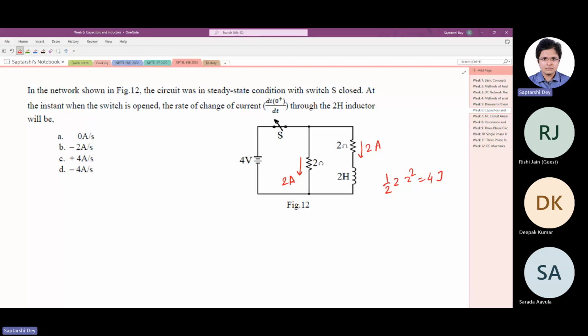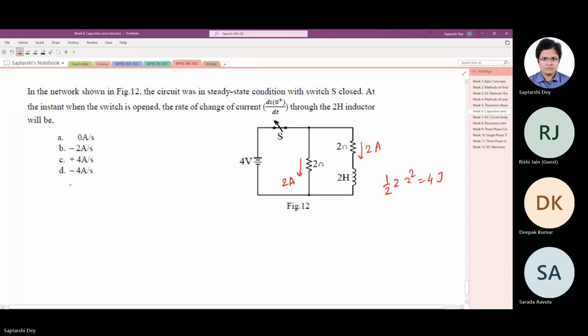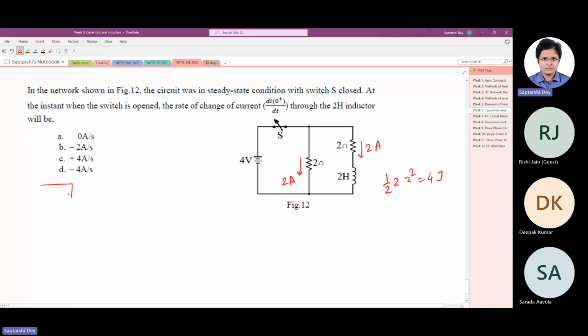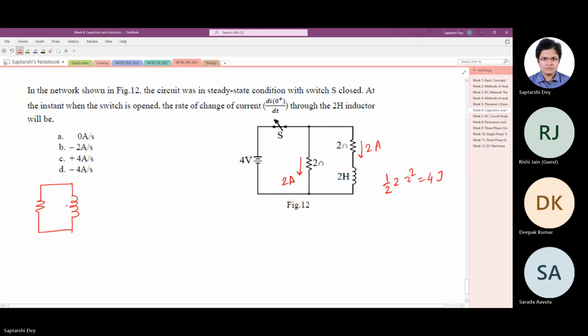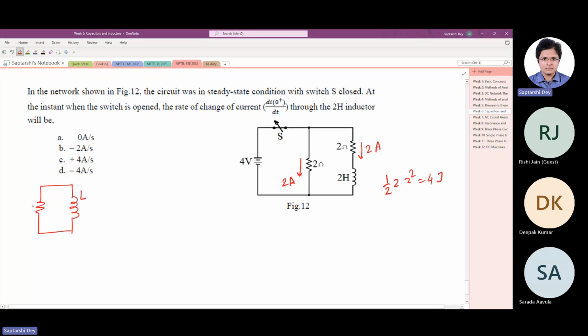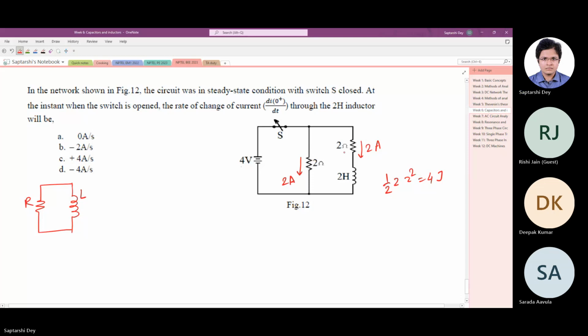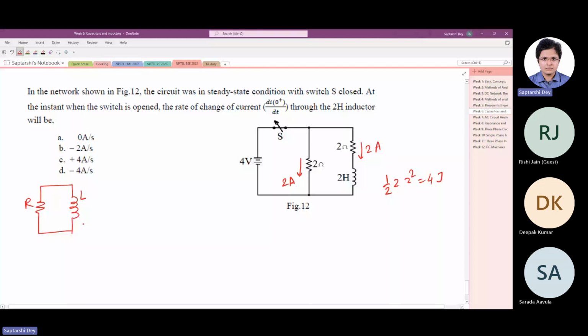Now the switch is opened. What will be the rate of change of current? So if the switch is opened, we need not draw this side of the circuit. We can simply draw the circuit like this. Now this is L, say this is R, this is 4 ohm, okay? They come in series. You understand that, right? If I open the switch, only this loop is functional. So these 2 ohm resistances come in series.